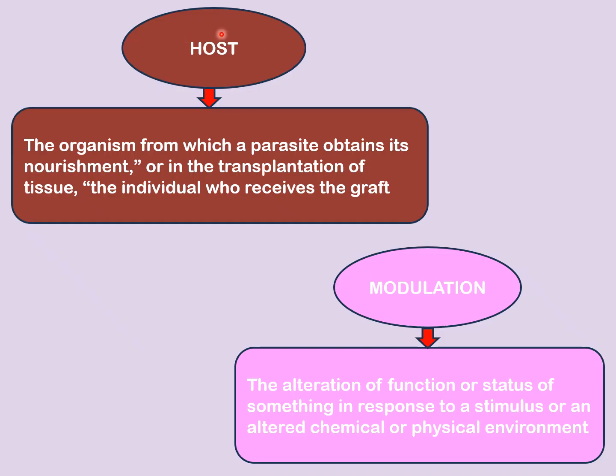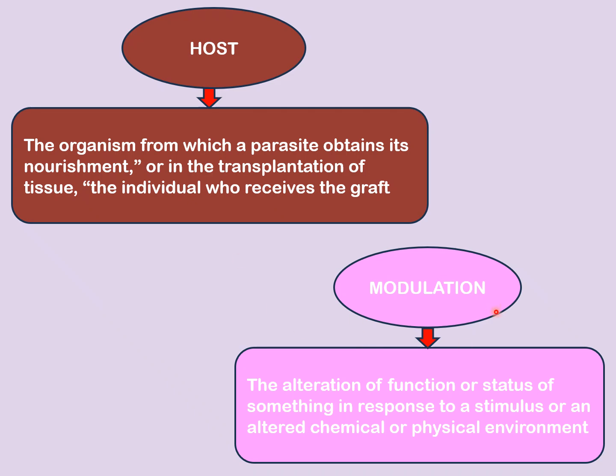So what is a host? Host is the organism from which a parasite obtains its nourishment, or in the transplantation of tissue, the individual who receives the graft. So in simple terms, host is the person or organism where the disease or infection occurs.